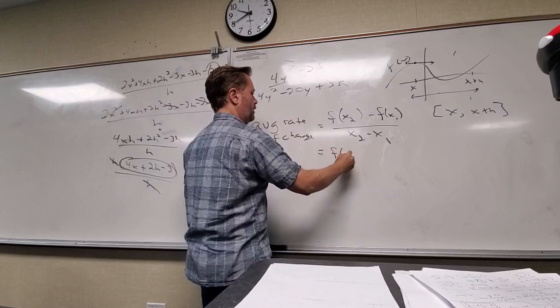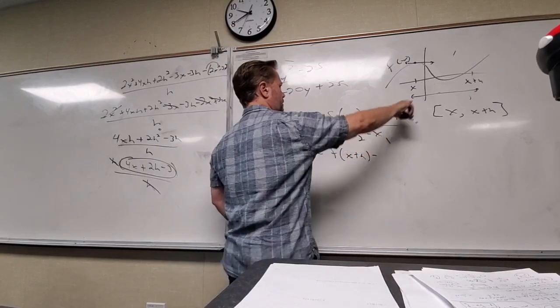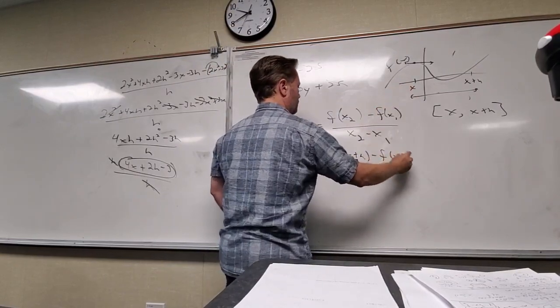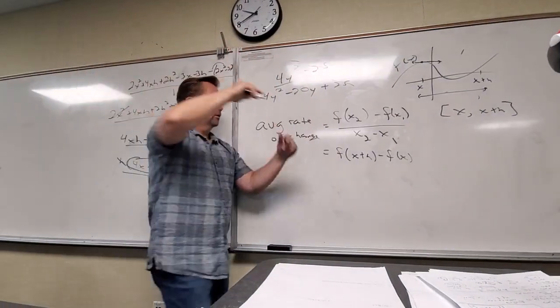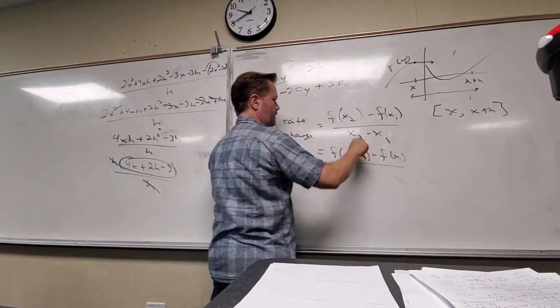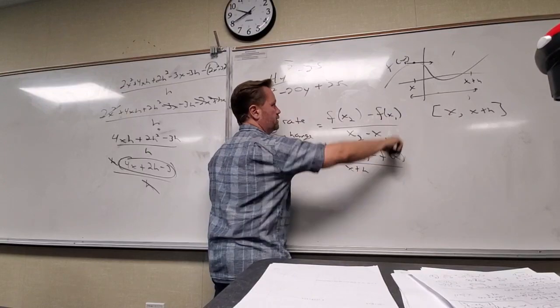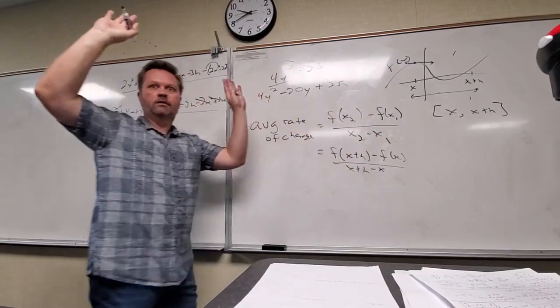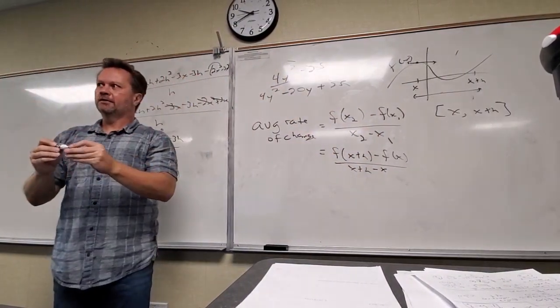So that's f of x plus h. What's the first input? x, right? Is everybody with me? All right, so the second input is x plus h, and the first input was x. Is everybody with me? Yes. All right, let me stop for a minute.